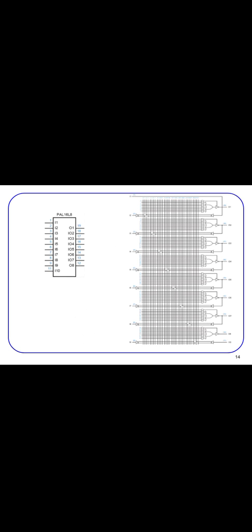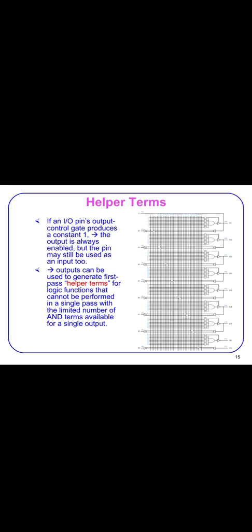Now this is the logic diagram for the PALs. Then there is the I/O pin, whose output control is produced by the constant one, that is, the output is always enabled, but the pin may still be used as an input too.